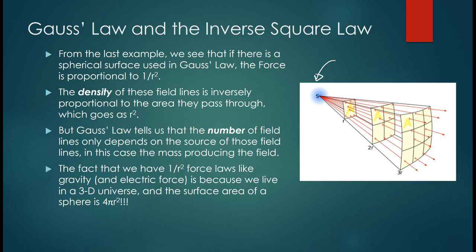And here's something kind of wild. The fact that we have 1 over r squared force laws is because we live in a 3D universe, and the surface area of a sphere is 4 pi r squared. And so I'm going to leave you with that thought, and next time we will wrap up our unit on gravity by talking briefly about black holes.